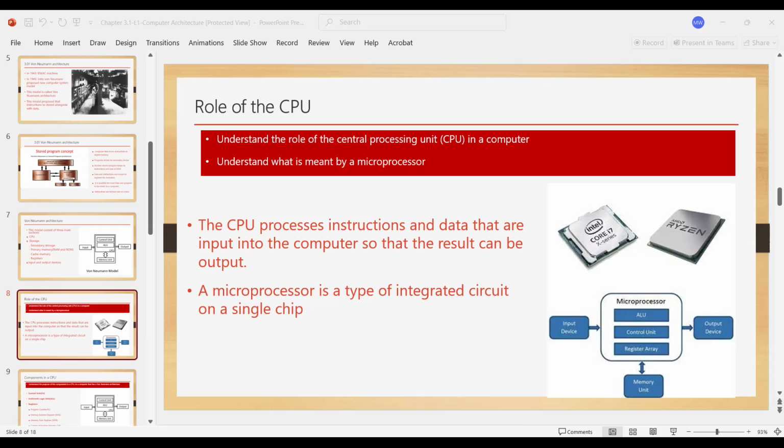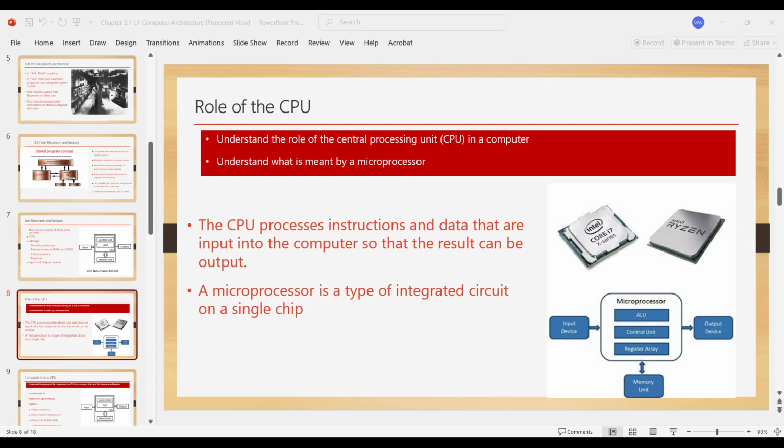You need to understand how a process really happens. First of all, you give input to your computer, then the process is completed, and then the result is generated. So what is the purpose of a CPU? The purpose of the CPU is to process those instructions and data that you are inputting into the computer so that your results can be output. It receives input, processes your instructions, and generates the output. So this is the first point.